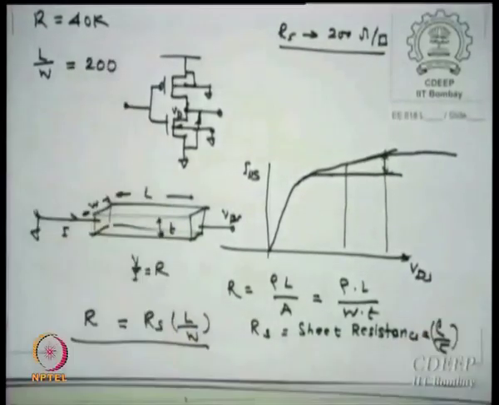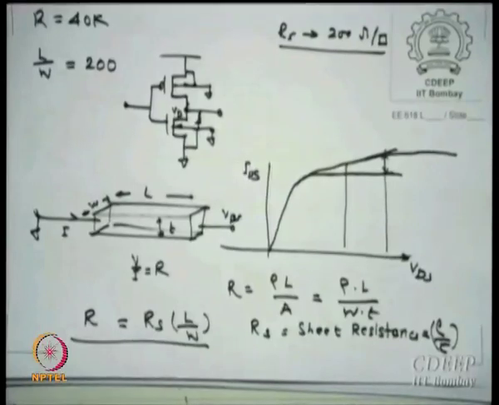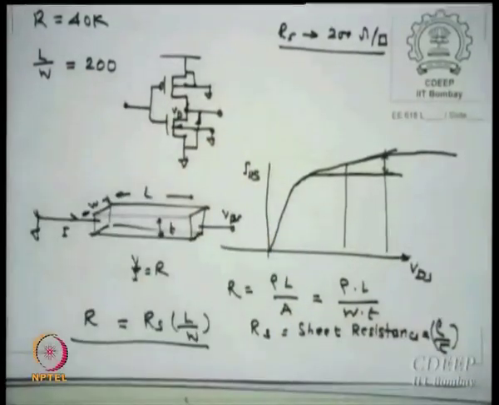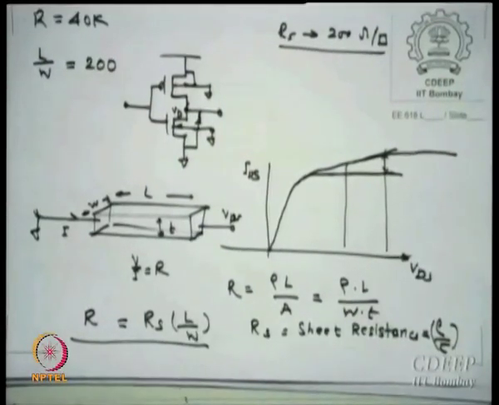This L by W is called the aspect ratio. Is that correct? Aspect ratio. L is 200 times the width. Length is so much and width is so much. Any drawing person will tell you that if the aspect ratio is large, the accuracy in making that itself goes away. So I cannot hold on that 1 micron line for 200 micron. It's very difficult by drawing also.